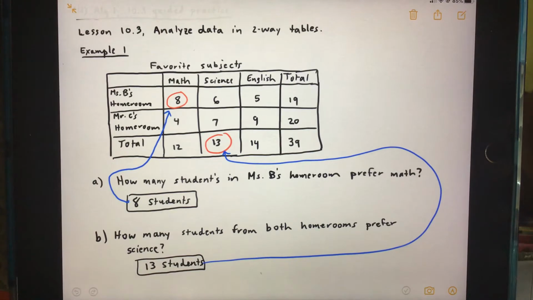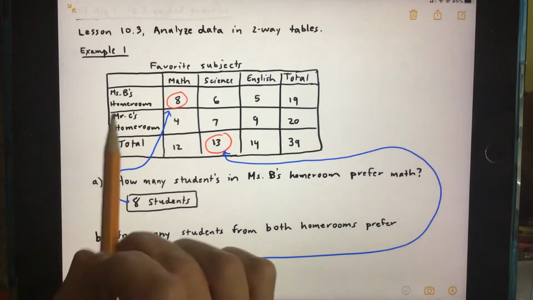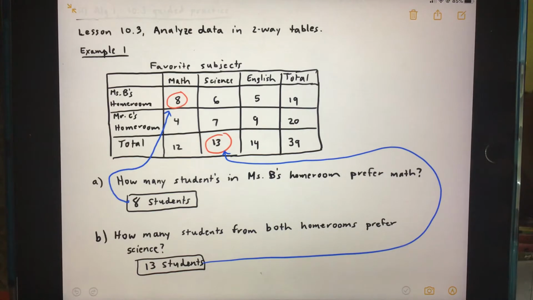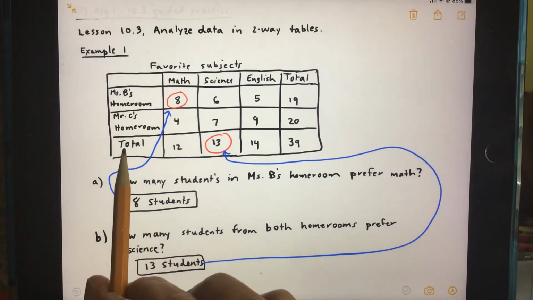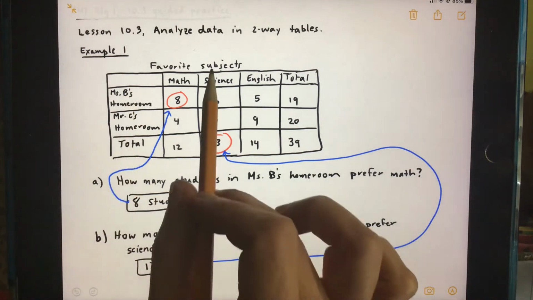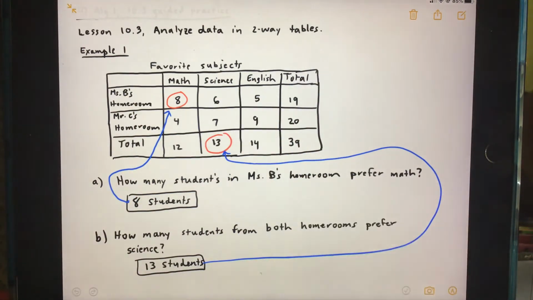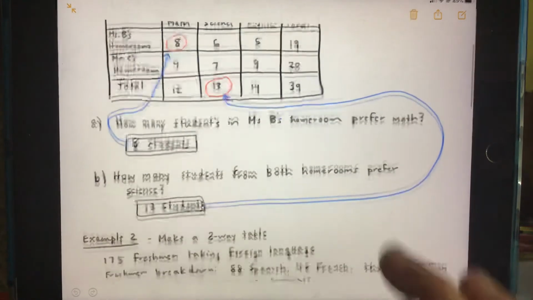In example 1, we're asked 2 questions. First, how many students in Ms. B's homeroom prefer math? Ms. B's homeroom and math, that's where they come together, so 8 students. How many students from both homerooms prefer science? Well, we have to look at the total down here because we want both of the homerooms together, and we look at the science column. 6 in Ms. B's homeroom, 7 in Mr. C's homeroom like science best, for a total of 13. That's just doing some interpreting of a two-way table.